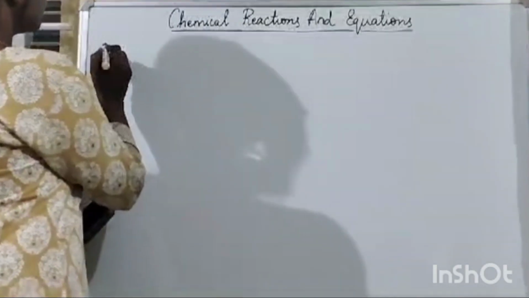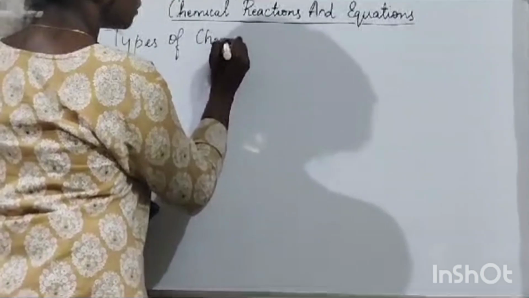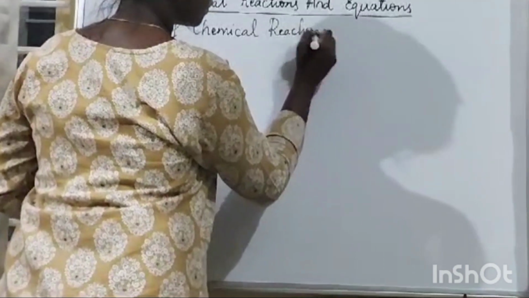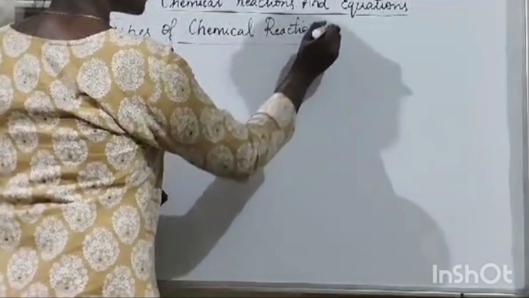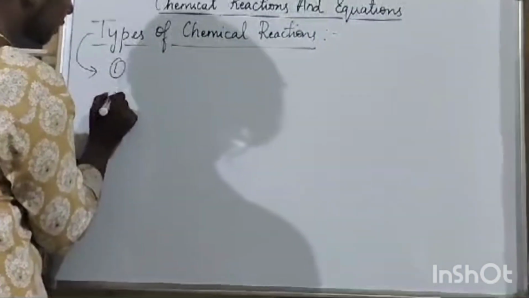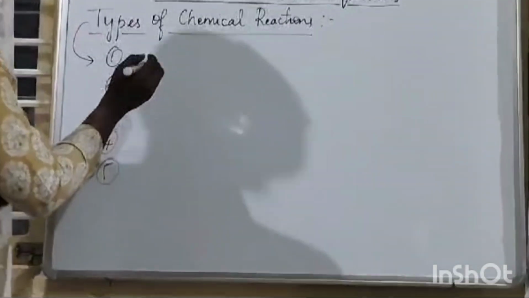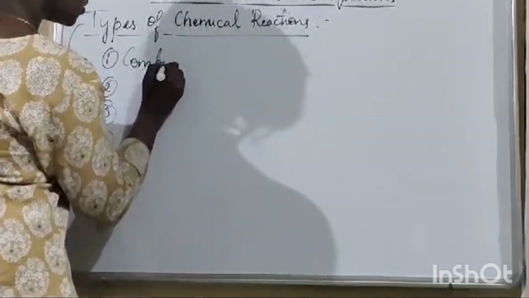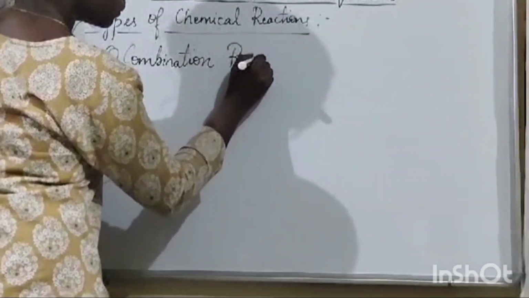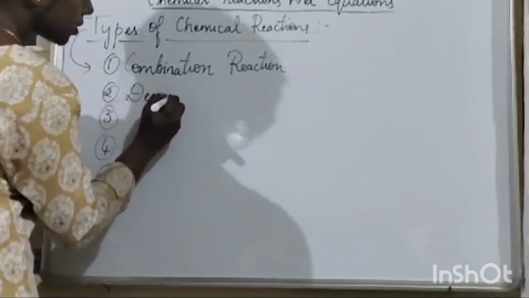Now let us move on to types of chemical reactions. So this is our subtopic under this chapter. When we look into types, we have 5 different types of chemical reactions. First one is combination reaction. Second one is decomposition reaction.